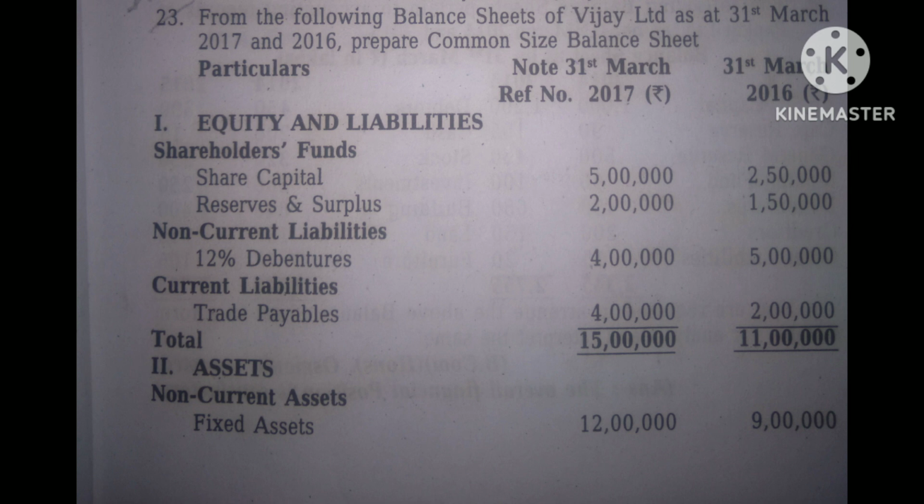And next, assets, non-current assets, we have fixed assets, that is 12 lakhs for 2017 and 2016 is 9 lakhs.